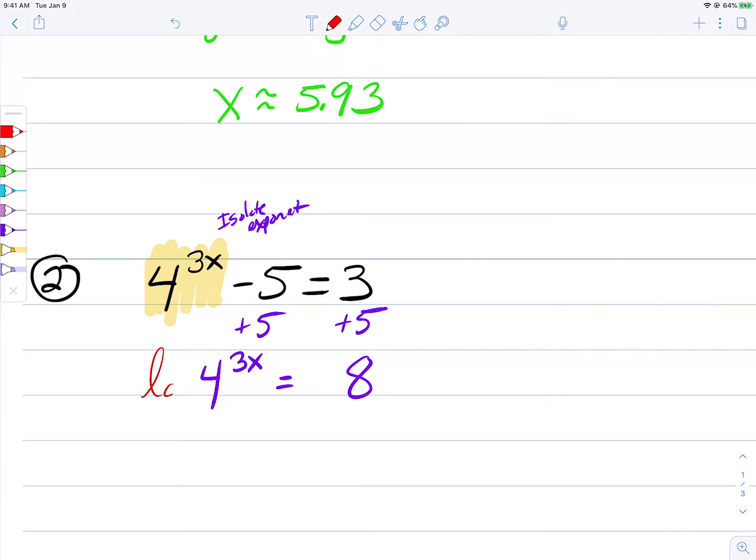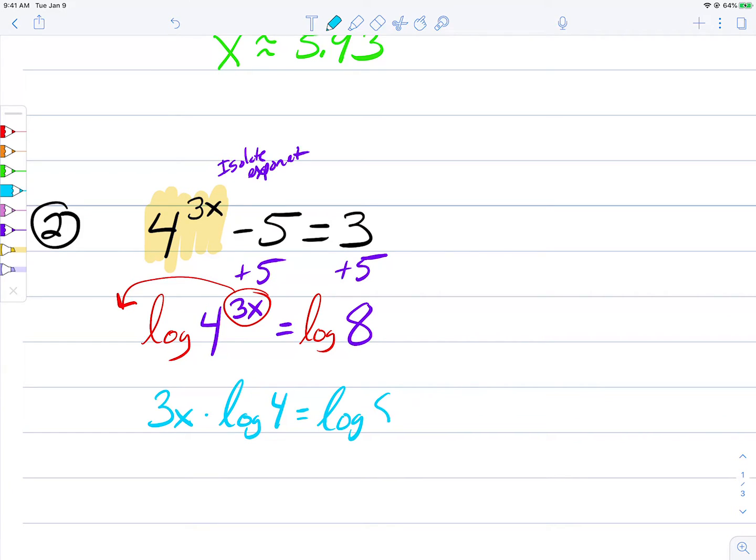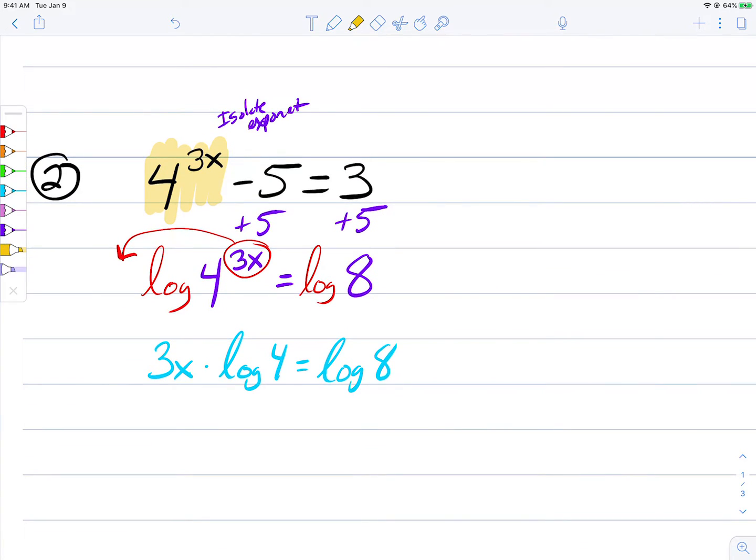I'm going to take the log of both sides. And again, my exponent is going to drop down in front. So I'm going to have 3x times the log of 4 equals the log of 8. I want to get x by itself, but right now, x is being multiplied by 3 and the log of 4. So I can divide both sides by 3 times the log of 4 to get my answer.